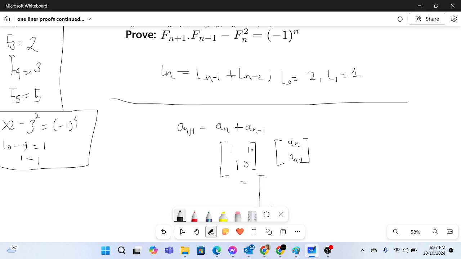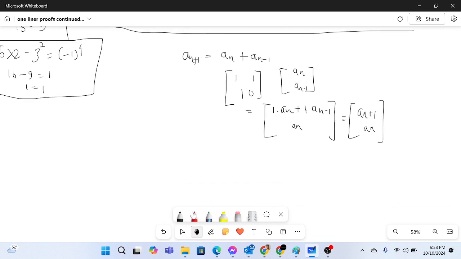What I get is basically this: 1, 1, and these will multiply and add with each other, right? 1 times a(n) plus 1 times a(n-1), and the second entry will just capture a(n) only. So a(n) plus a(n-1) will now be a(n+1), and a(n), right? Now over here, what you can see is that this matrix is just giving me the next term for this vector.